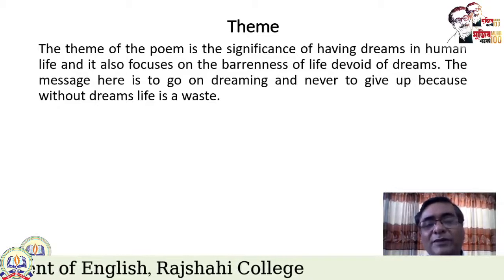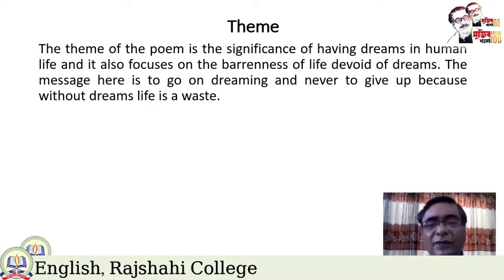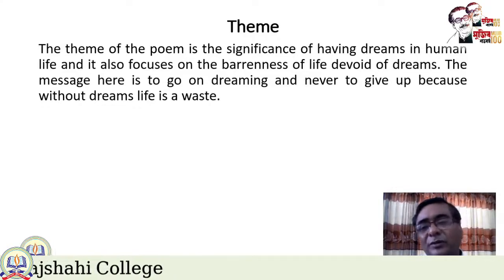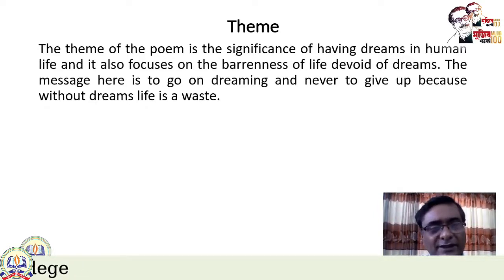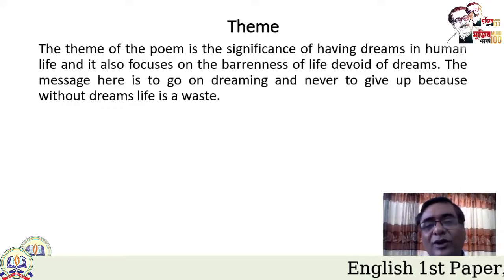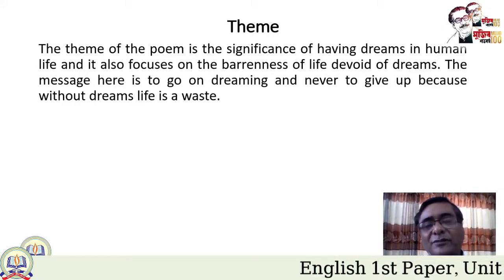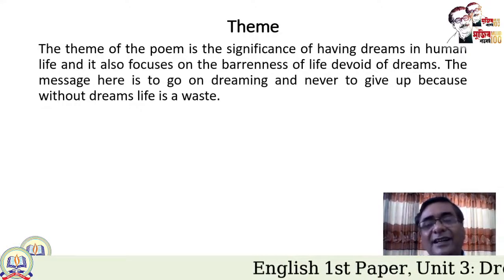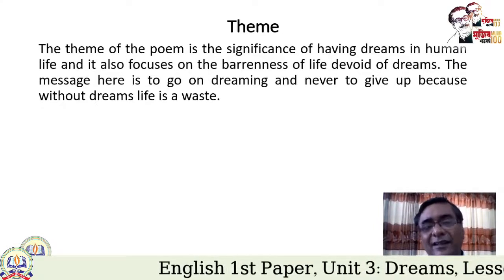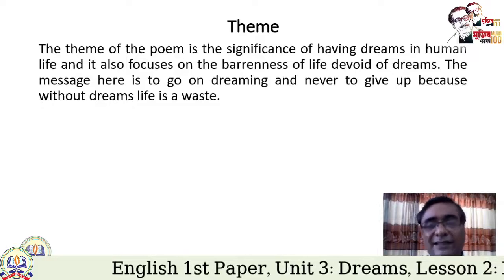The theme of the poem is the significance of having dreams in human life, and it also focuses on the barrenness of life devoid of dreams. So that is the theme of the poem: the significance of having dreams, and if we don't have dreams, then life will be barren. That's what we have written in the first sentence. The message here is to go on dreaming and never to give up, because without dreams, life is a waste. So that's the addition to the first sentence. We just extended the idea in another sentence.